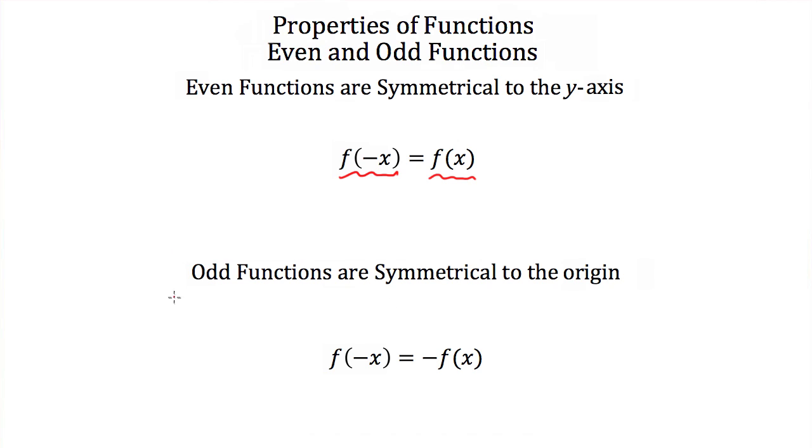Now, if you have an odd function, odd functions are symmetrical to the origin. But if you don't have the graph of the function, you just have the equation, well then negative values of x should get you the same function value, but the function value should be negative. So let's look at some examples.